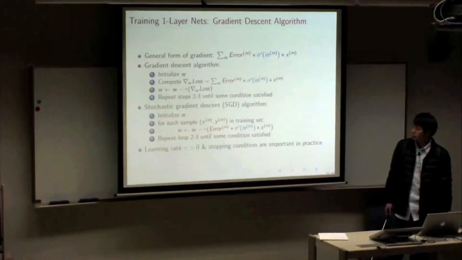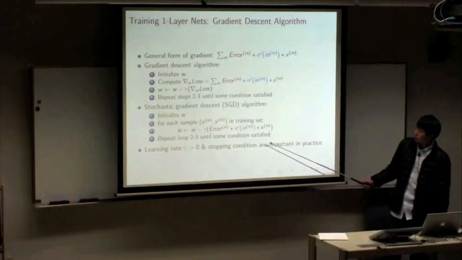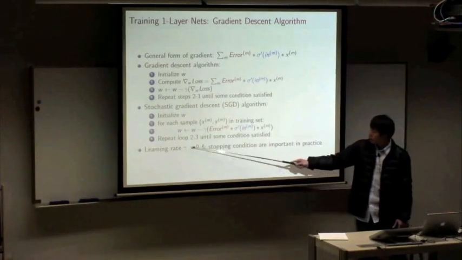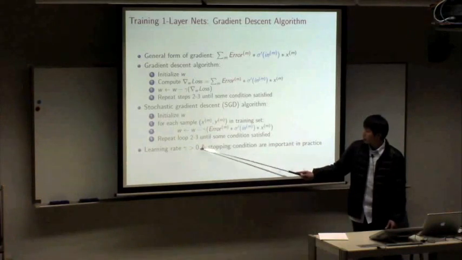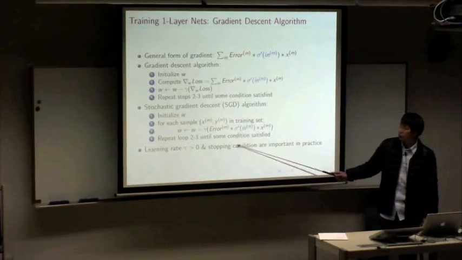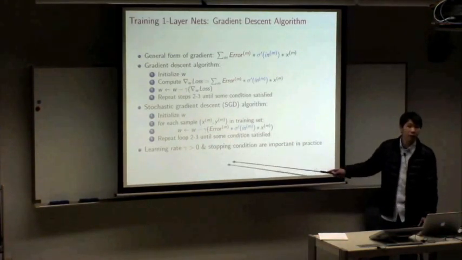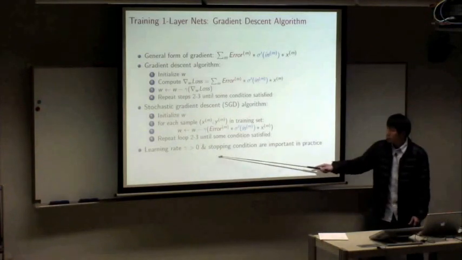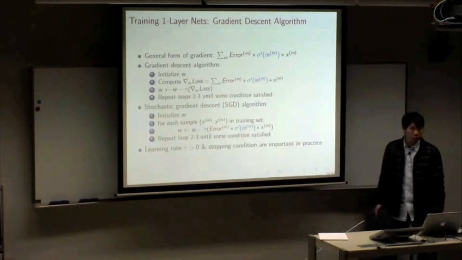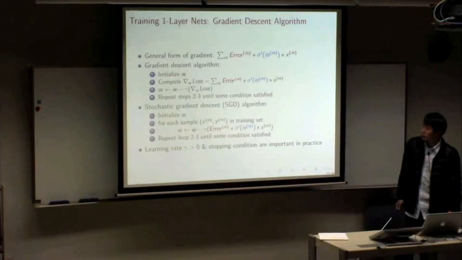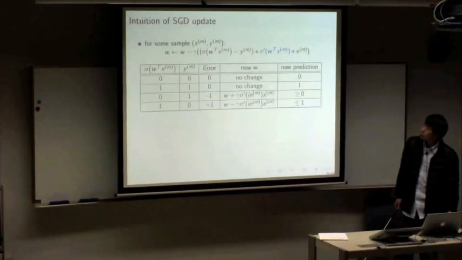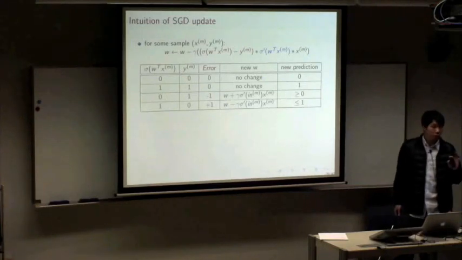Okay. So one thing to note is that the learning rate here and the stopping criterion that you actually use are important in practice, and we'll talk about this in detail later. This is one of the black magic that you need to figure out when you're doing SGD. Now I just want to give you an intuition.